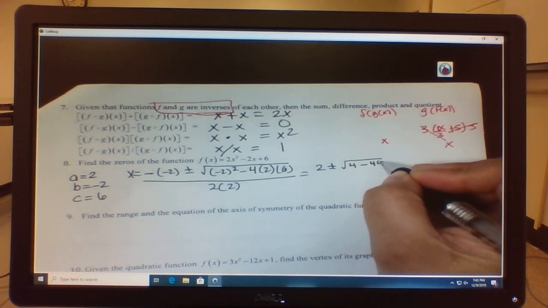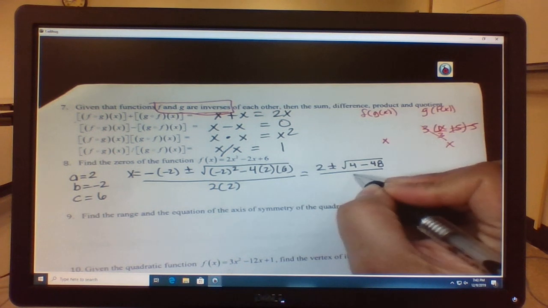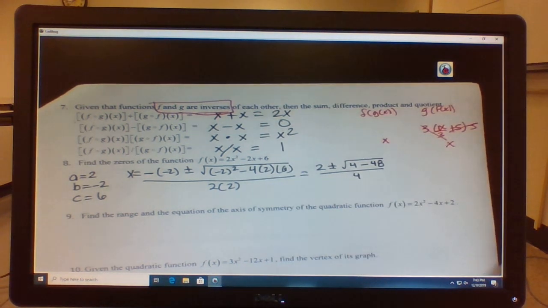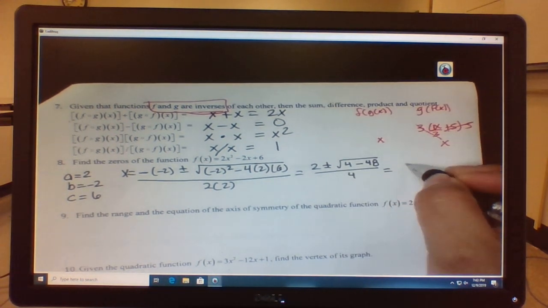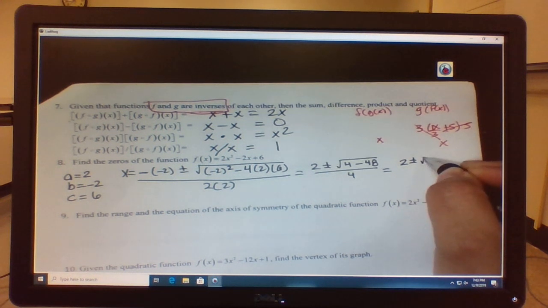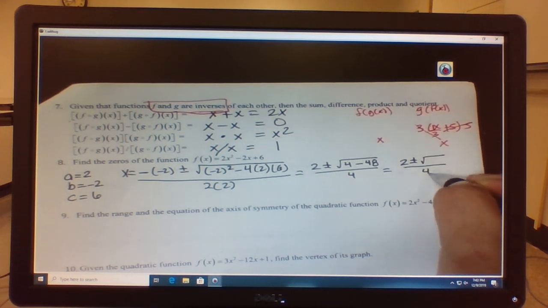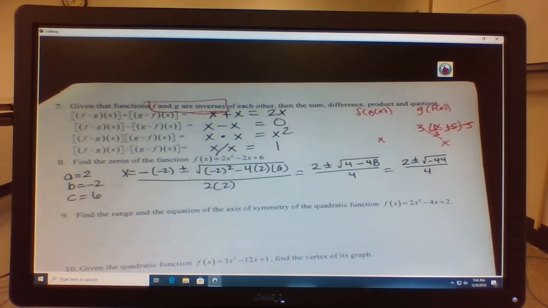And then we have 4 times 2 times 6, which is negative 48 right there first. 4 minus 48 is a negative 44. Now, at this point, you should know, hey, there's a negative inside of the square root, so I have to have what in my answer? I. So you look at your answer choices. If they don't have an I, obviously, those are not your possible answers.